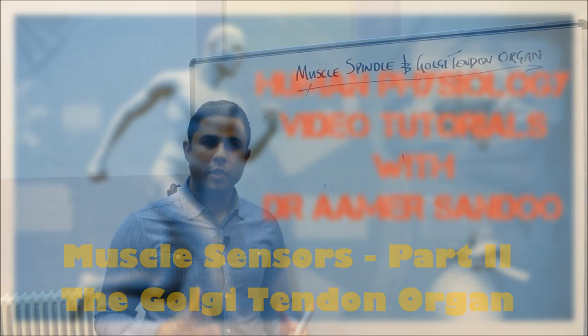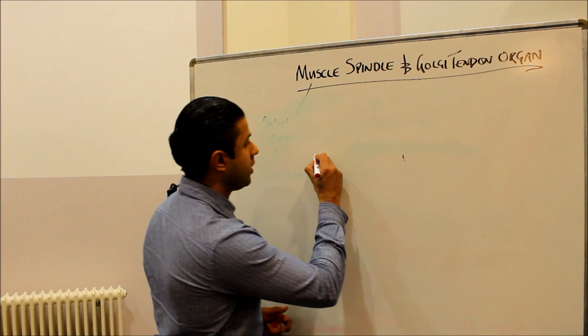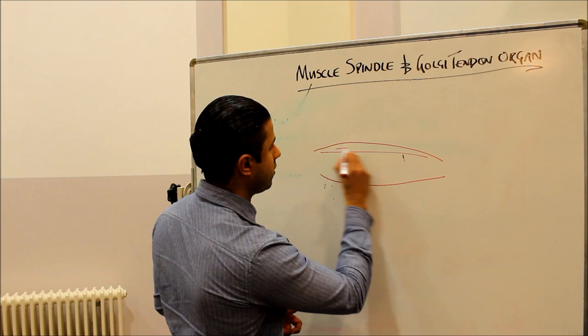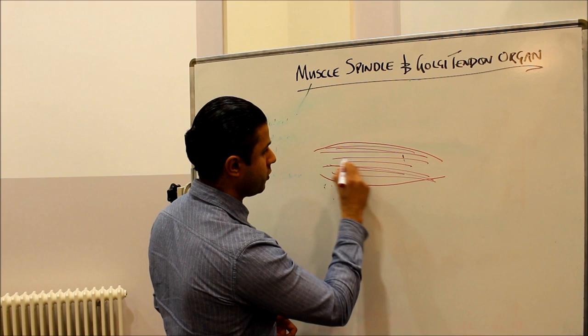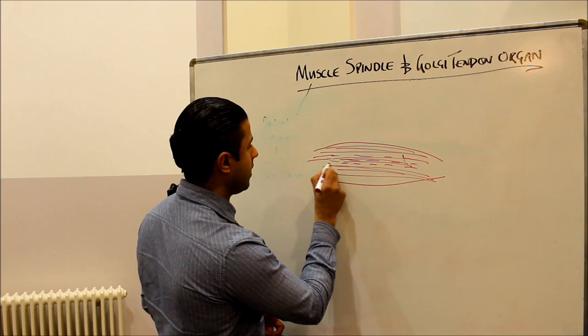Okay, so now we're going to talk about the Golgi tendon organs. So again, I'm going to draw out a muscle fiber. Okay, so we've got the muscle fibers, the myofibrils. Remember, we have the muscle spindles in the middle, okay, and the ends obviously contain actin and myosin.